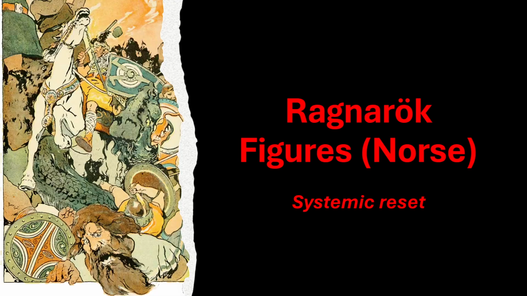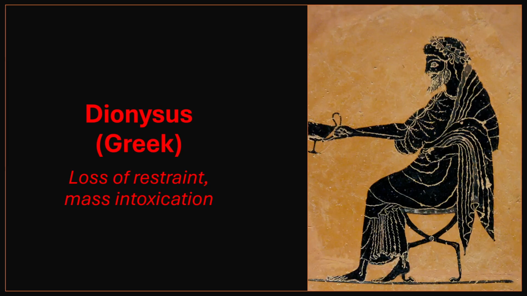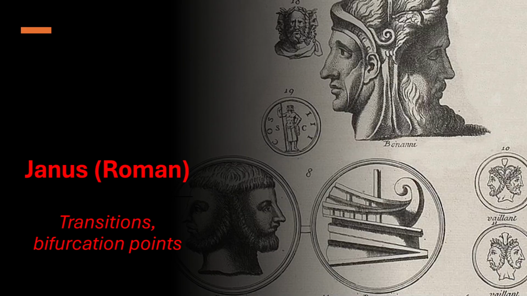Our next archetype is collapse, transformation, and renewal gods. So we have Ragnarok, who represents systemic reset. We have Dionysus, who represents loss of restraint and mass intoxication. And next we have Janus, who represents transitions and bifurcation points.